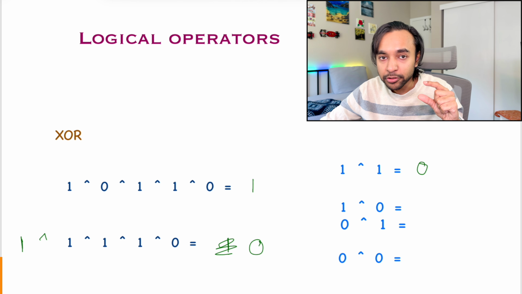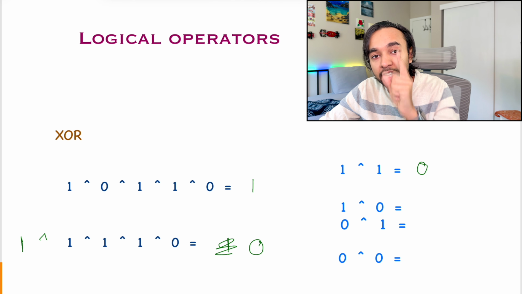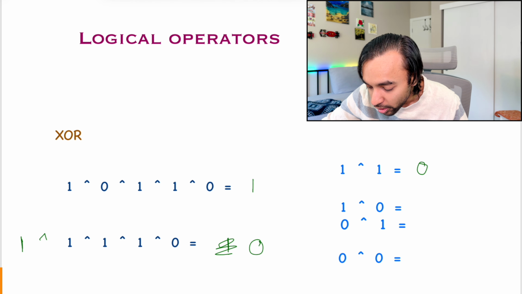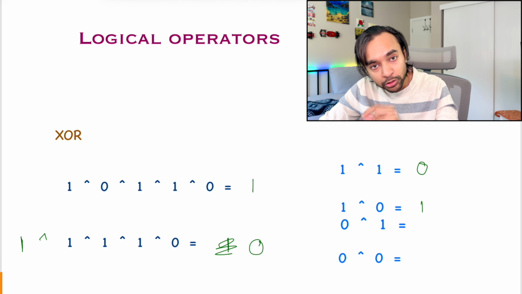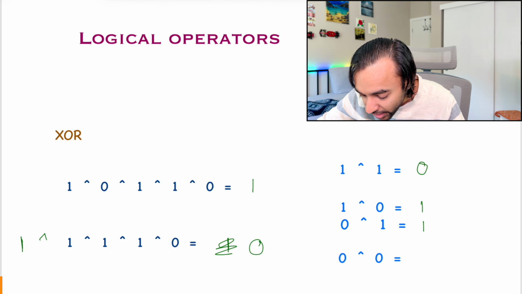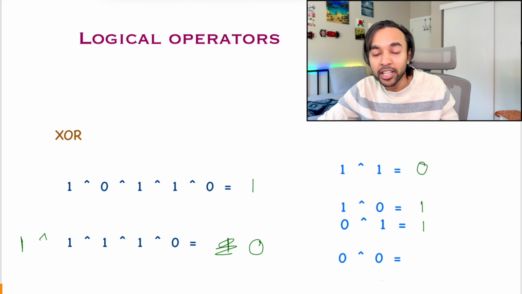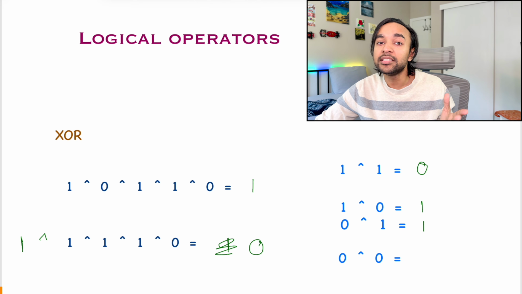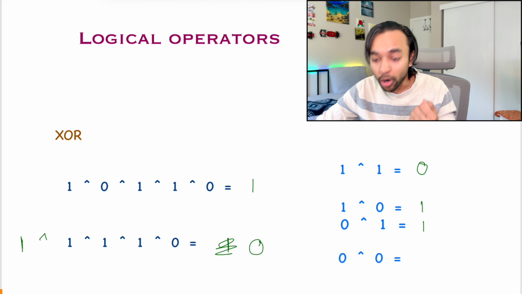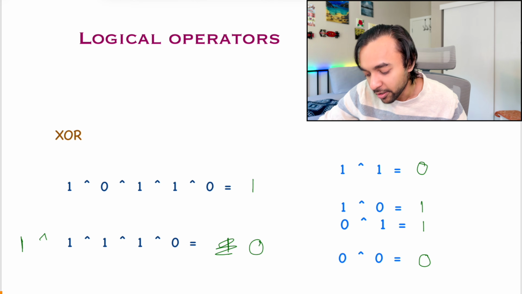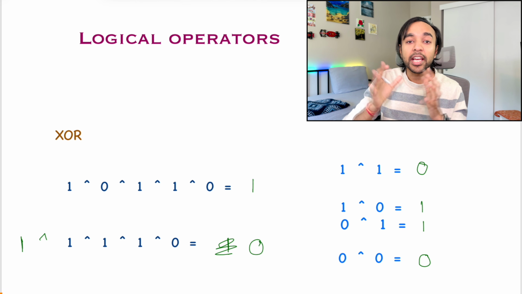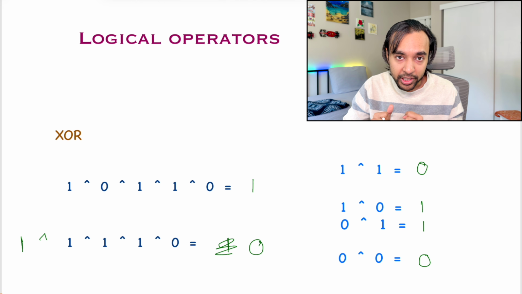In the next 2 scenarios, I have 1 XOR 0. That means I have 1 1 and that is odd. So the answer is 1. 0 XOR 1 will be again 1. And look at the next case, 0 XOR 0. How many ones do I have? I have 0 ones. That means it is not odd. If not odd, I simply write down 0 over here. So this is how the exclusive OR or the XOR operator works.